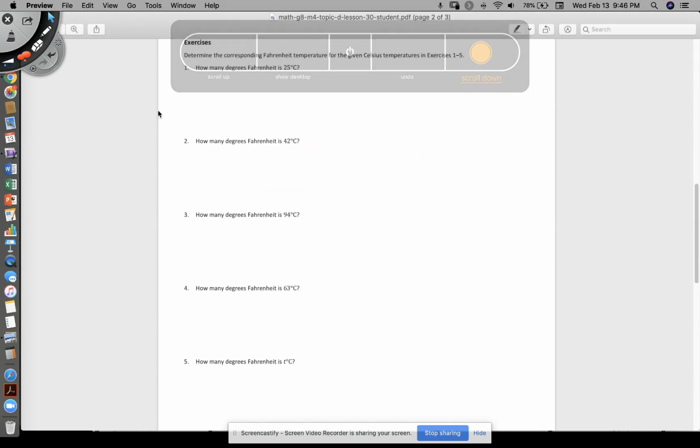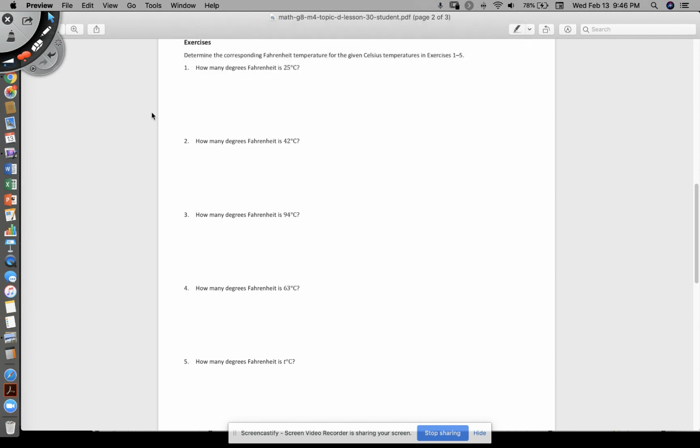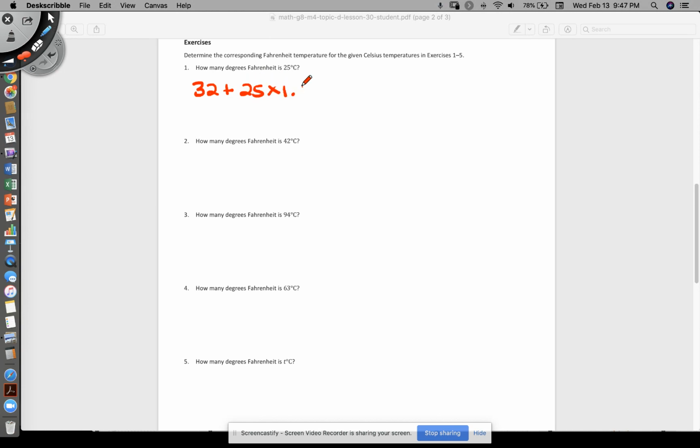So number 1, how many degrees Fahrenheit is 25 degrees Celsius? So we're going to start with 32 degrees plus the 25, and that 25 is going to be multiplied by the constant 1.8. So we're going to use the same setup every time. You're always going to have the 32, you're always going to have the times 1.8. The part that changes is right here, and that just changes on what they're asking you to solve for.